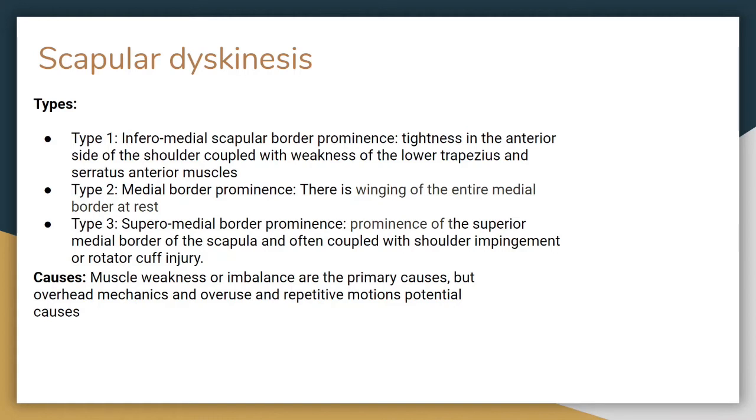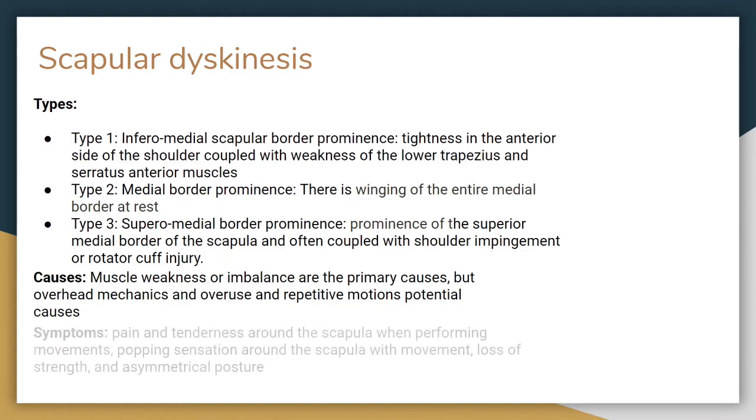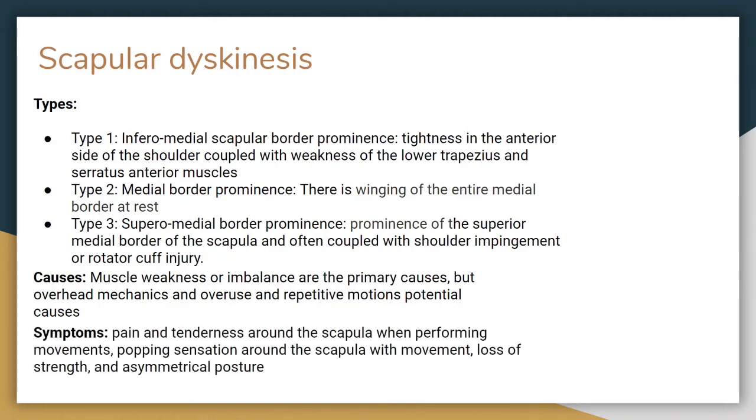Causes can be muscle weakness or muscle imbalances, but overhead mechanics and overuse and repetitive motions are also potential causes. Symptoms may include pain and tenderness around the scapula when performing movements, popping sensation around the scapula with movement, loss of strength, and/or asymmetrical posture.